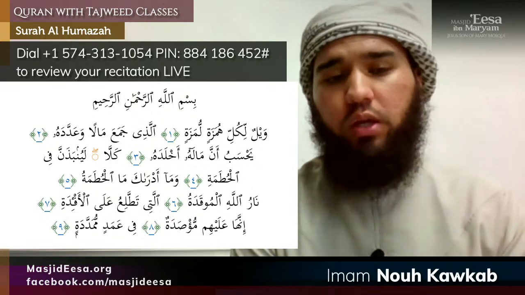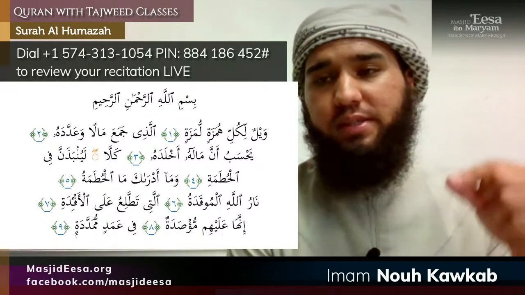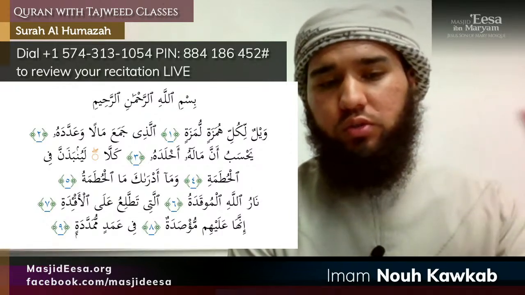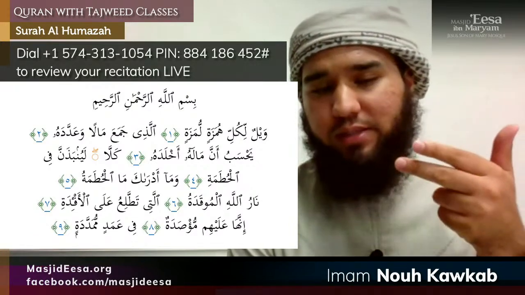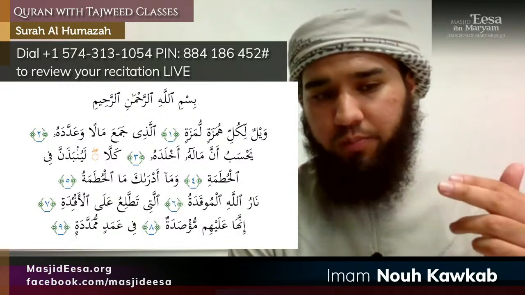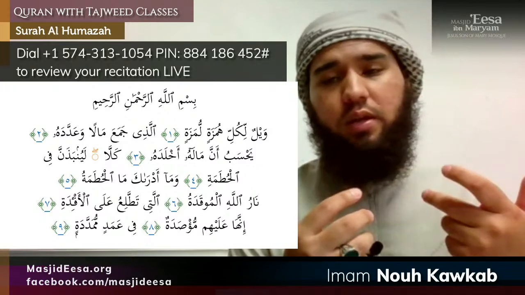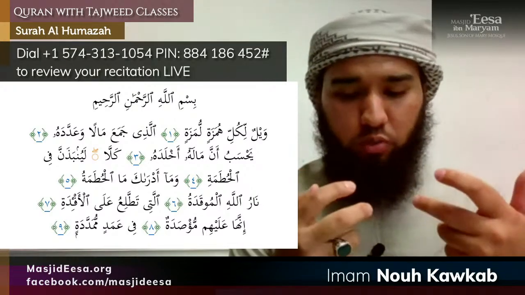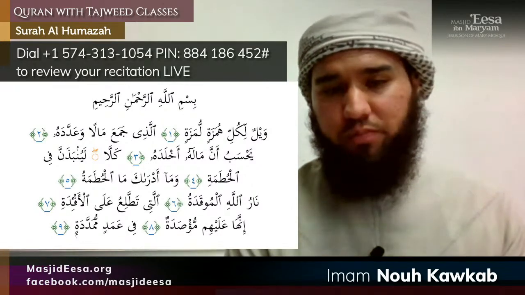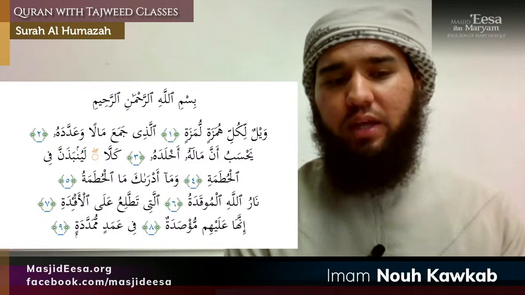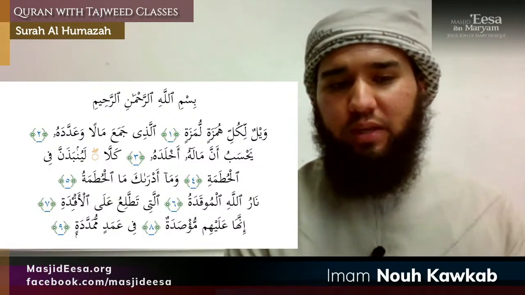I will be saying waylul likulli humazatil lumazatinilladhi. Lumazatinilladhi, right? So the last word in the previous ayah is lumazatin, and the last vowel we have over there is tanween. And the letter that is coming after tanween in the next ayah is lam, right? So tanween is merging into lam. Idgham is happening. So it becomes lumazatinilladhi. Lumazatinilladhi.